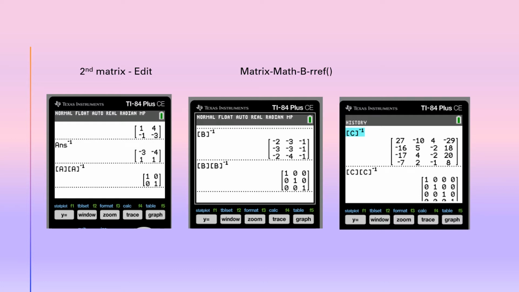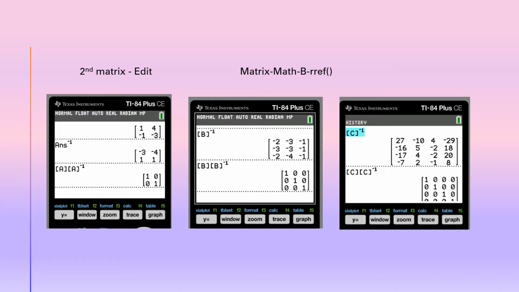Let us assume that we are trying to find the inverse of the first matrix A. First, we have to enter the matrix A in our calculator by pressing second matrix. The matrix is just above the key X inverse. So second matrix, under that edit, the first matrix is a 2 by 2 matrix. Enter the rows and columns of the matrix A.